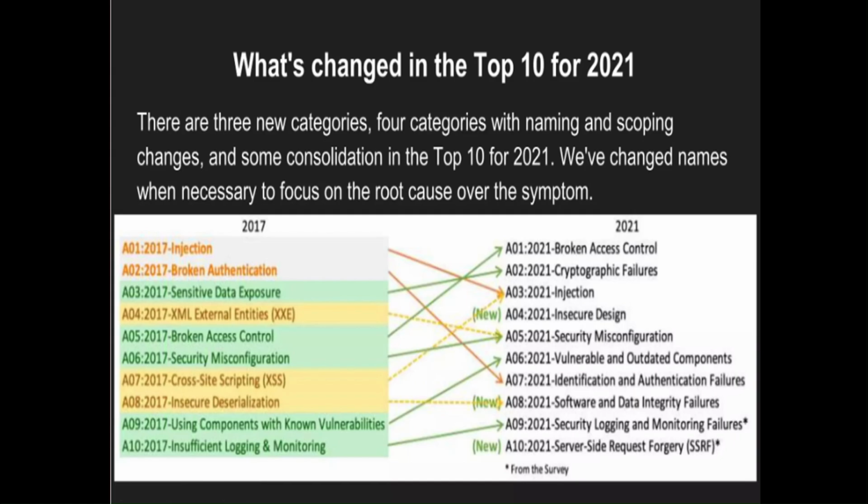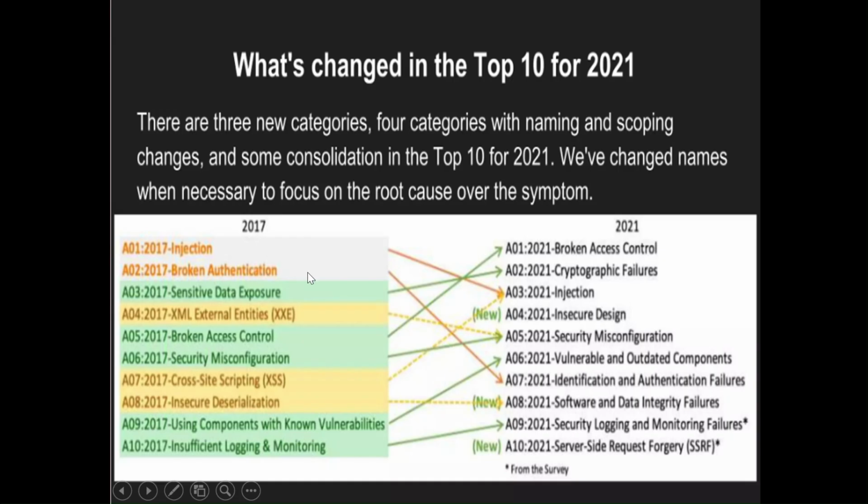From 2017 to 2021, there are 3 new categories and 4 categories with name changes and scoping changes, and some consolidation in the top 10 for 2021. We have changed names when necessary to focus on the root cause over the symptom. Injection was number 1 in 2017, but in 2021 it changed from number 1 to number 3. So the order changed based on the number of issues faced by software developers around the world. Based on their inputs, the order will keep changing.